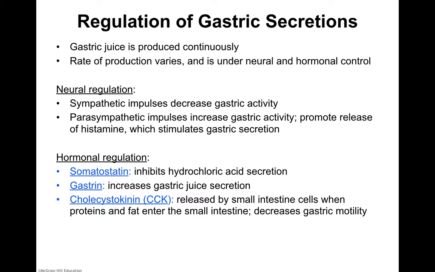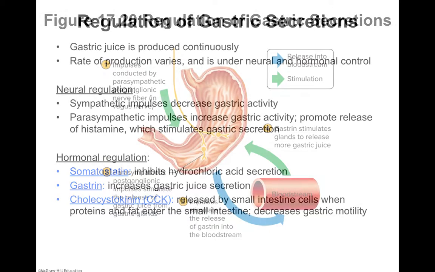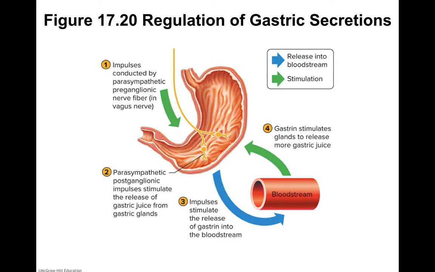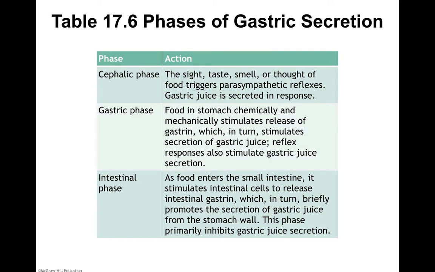Cholecystokinin, or CCK as I will now refer to it, is released by the small intestines when proteins and fat get into the small intestines, and that helps to increase gastric motility. Again, I won't walk you through this figure, but you should refer to figure 17.20. I'm sure it will help you understand the process and help you answer the questions in your homework.